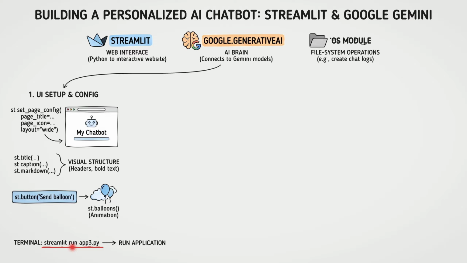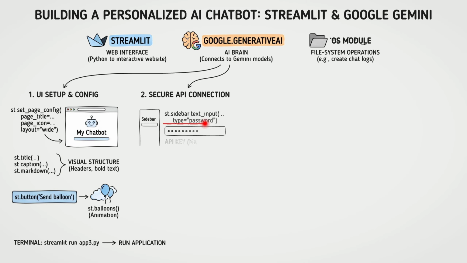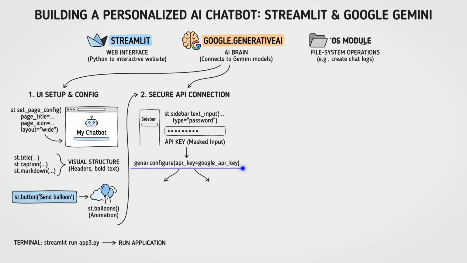Moving on to step 2, our chatbot needs a secure API connection to communicate with Google's servers. To keep your API key hidden from anyone looking over your shoulder, we place a text input in the sidebar. By setting the type to password, the characters are securely masked. Once the user enters their key, the application attempts to authenticate the session by configuring the generative AI.